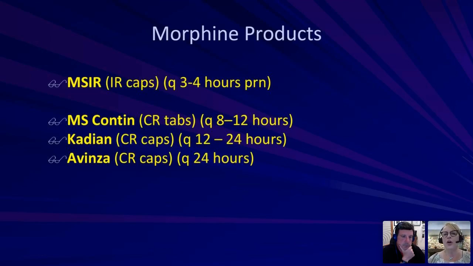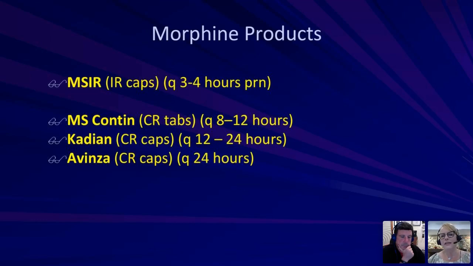So MSIR is one of our most popular, widely used immediate release morphine products. And you can tell by the brand name, it's MSIR. That's literally the brand name of morphine sulfate immediate release. So you can tell that that would be something that somebody would use for acute pain.